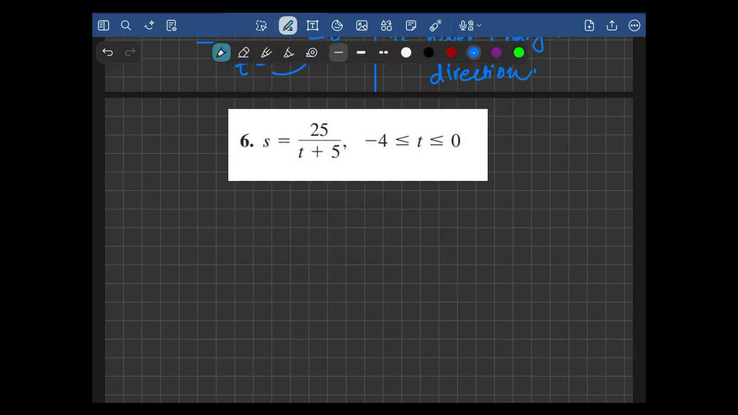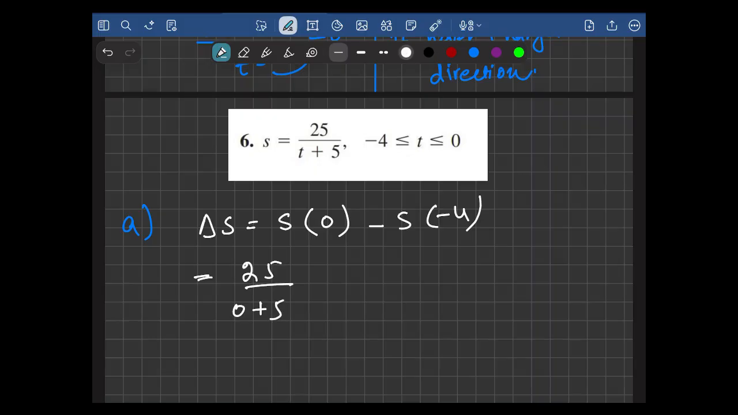Question number 6, same situation, speed and displacement and average velocity first. So the A part, displacement equals displacement at the end point, which is 0, minus displacement at the starting point, which is minus 4. Okay, so if you put 0, 25 over 0 plus 5 minus 25 over minus 4 plus 5.